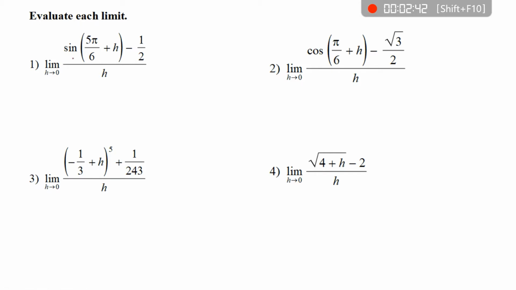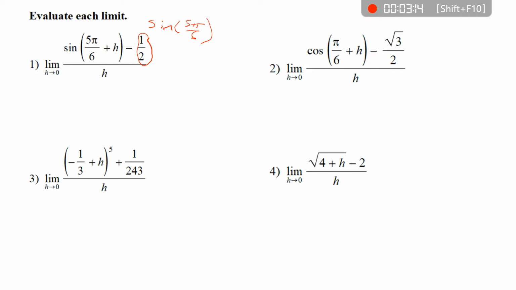So for this one, I've got the limit of sine of 5 pi over 6 plus h, minus 1/2, over h. So this is in my formal definition of a derivative, and I know that because if my function is the sine of x, then my x value would have to be 5 pi over 6, and the sine at 5 pi over 6 is 1/2. So this 1/2 is the sine at 5 pi over 6.